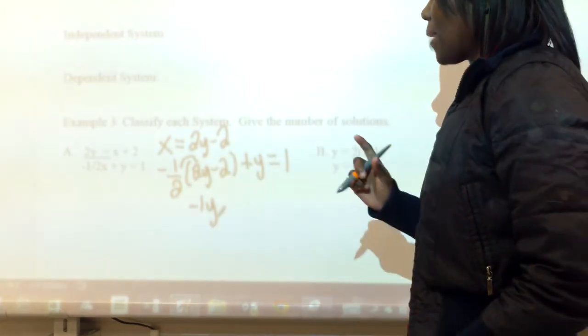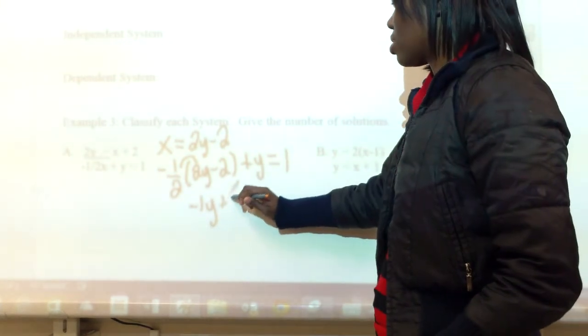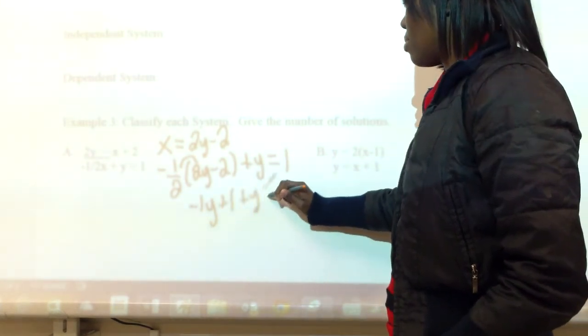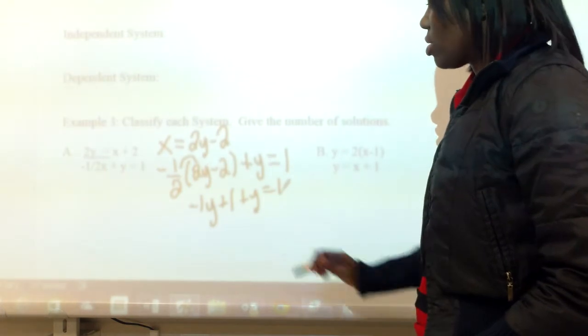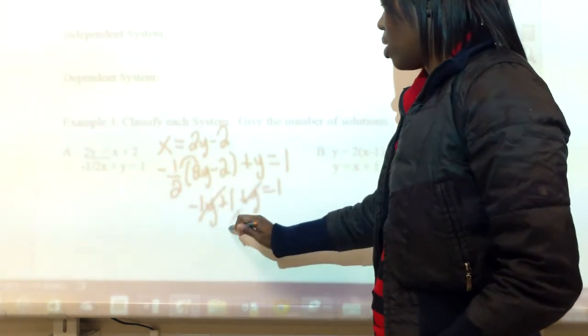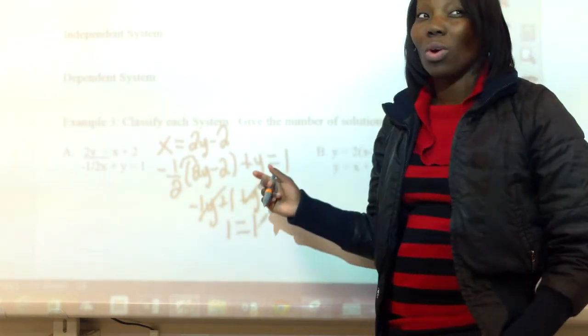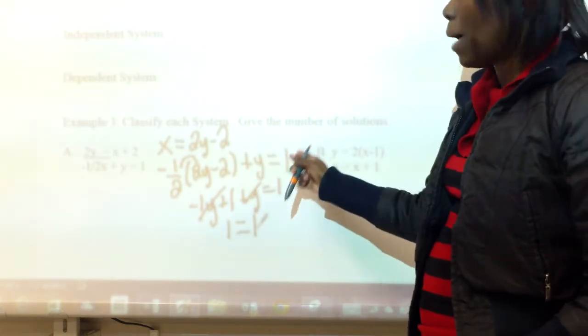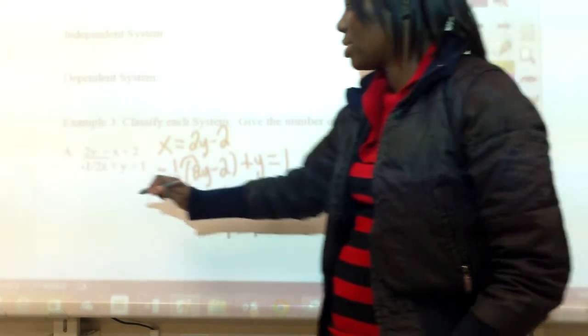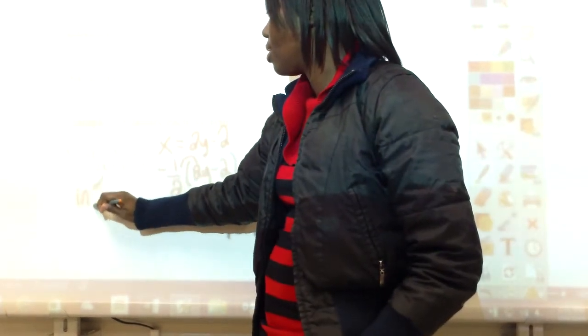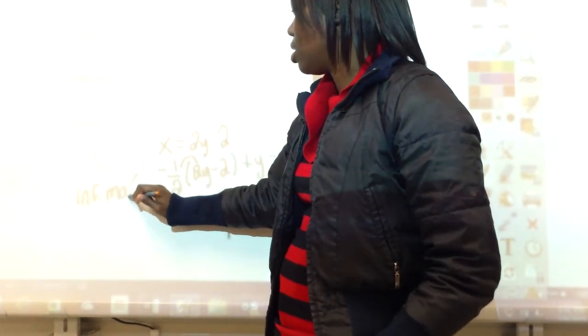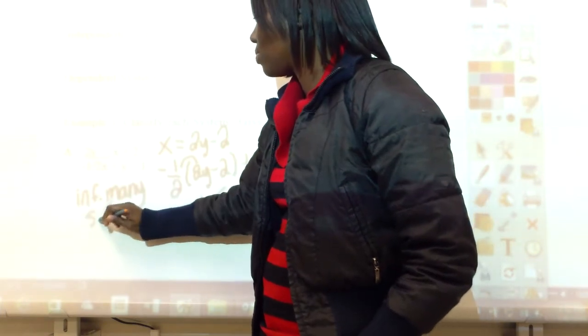Negative half times that, 2 negatives are going to make a positive. The 2's cancel, so it's just a positive 1. And everything else comes down. You notice our y's both cancel. We're left with 1 equals 1. Since 1 equals 1, remember the number of solutions for this answer is infinitely many solutions.